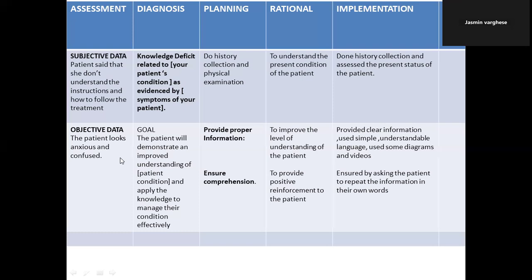After planning, rationale, then after rationale, implementation. Always start with history collection and physical examination. For what? What is the rationale? To understand the present condition of the patient. What is implementation? Do history collection, meaning obviously done history collection and assess the present status of the patient.